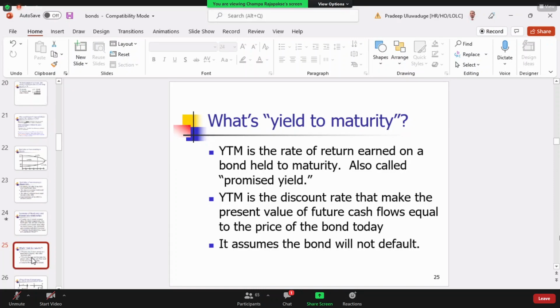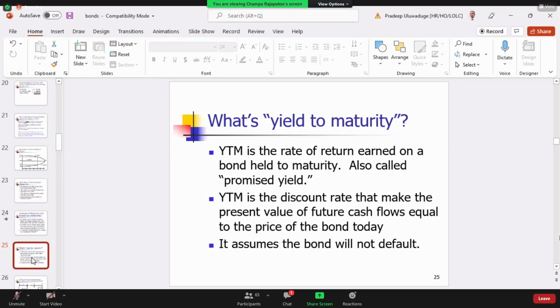Definitions are given. YTM, yield to maturity in shortened form, is the rate of return earned on a bond held until maturity. It's the rate of return earned if the bond is held until maturity. You also call it promised yield, right?